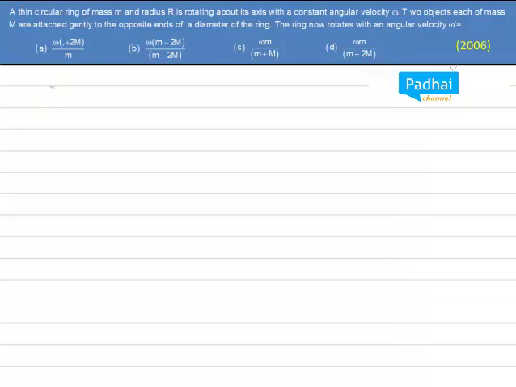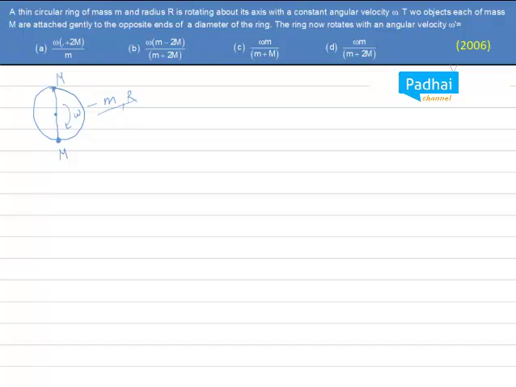Basically, there is a thin circular ring. It was rotating about its axis with constant angular velocity omega, and it had a mass m and radius r. Now two objects, each of mass m, are attached gently to the opposite ends of a diameter. Let us suppose this is a diameter. They are attached over here, one mass m and one mass m over here, gently.